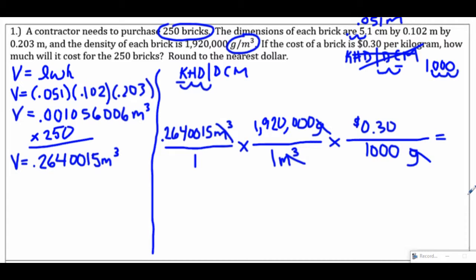So at this point, you're going to multiply straight across on the top, that 0.264 number. Okay, multiply that times 1,920,000 times 30 cents. So everything on the top. I usually do it all in the calculator. I don't write it down yet. And on the bottom, we have 1 times 1 times 1,000. So really, you're just dividing by 1,000. And when you get your answer here, remember, this is money, and it says round to the nearest dollar. So you should have $152.